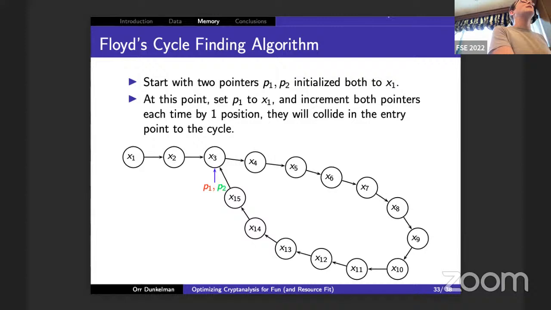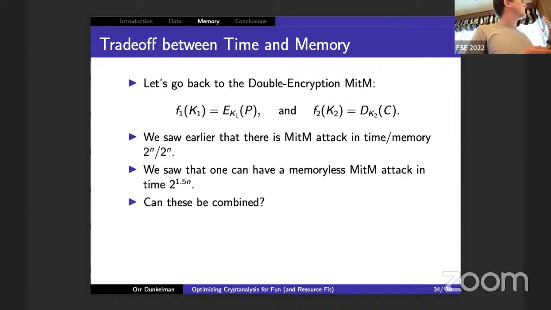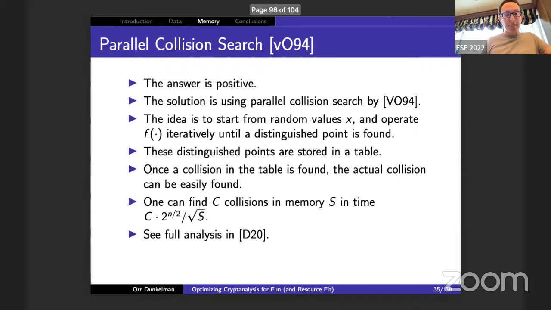Why not to use the memoryless variant? Now, sometimes you do have some memory, and you can trade off between them. For example, in the case of the parallel collision search by Van Oorschot. So the idea is as follows. You store chains. So you pick a point and you start walking forward until you reach a distinguished point, and you store the distinguished point in the memory that you have.